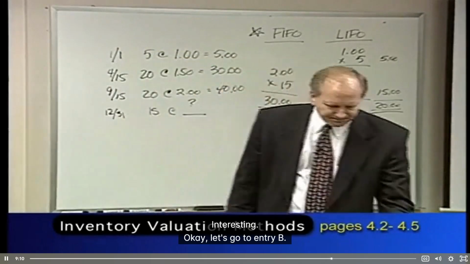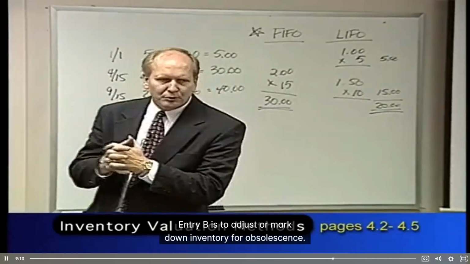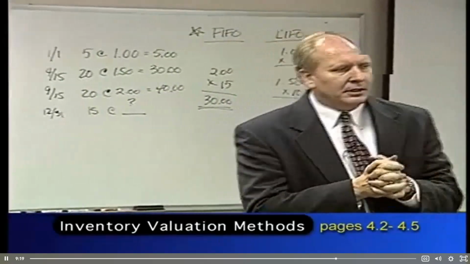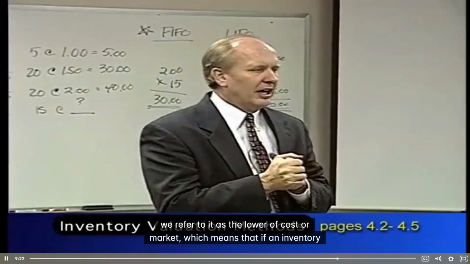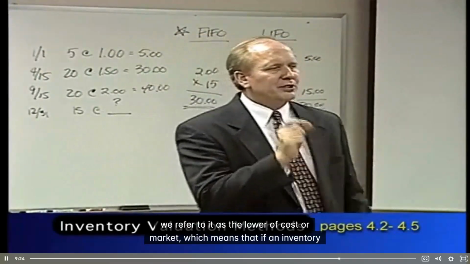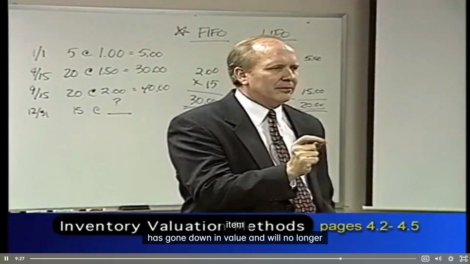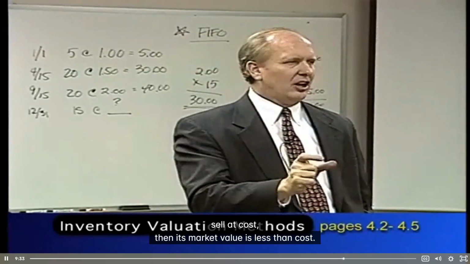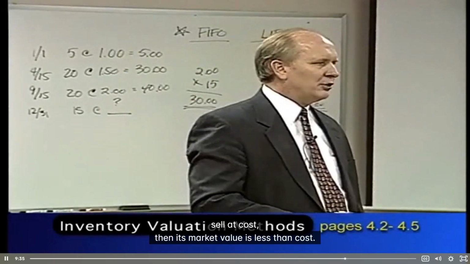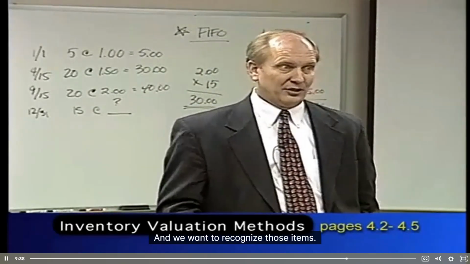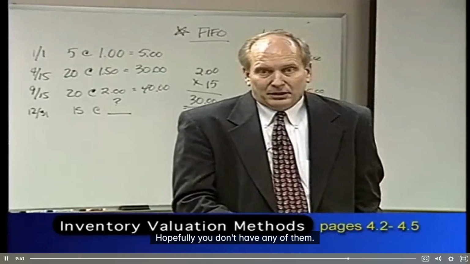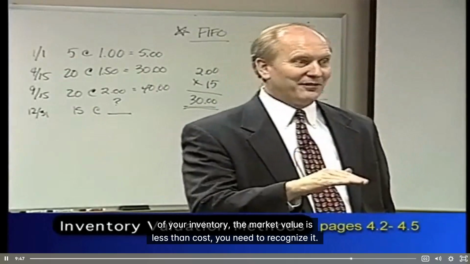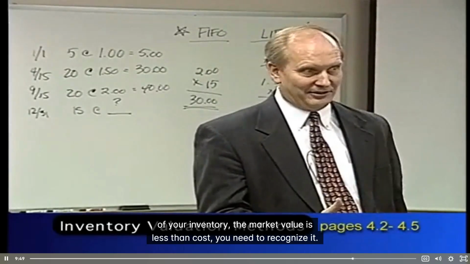Okay. Let's go to entry B. Entry B is to adjust or mark down inventory for obsolescence. Now, in the textbooks, we refer to it as the lower of cost or market, which means that if an inventory item has gone down in value and will no longer sell at cost, then its market value is less than cost, and we want to recognize those items. Hopefully you don't have any of them. But if you do, and particularly if a lot of your inventory's market value is less than cost, you need to recognize it.